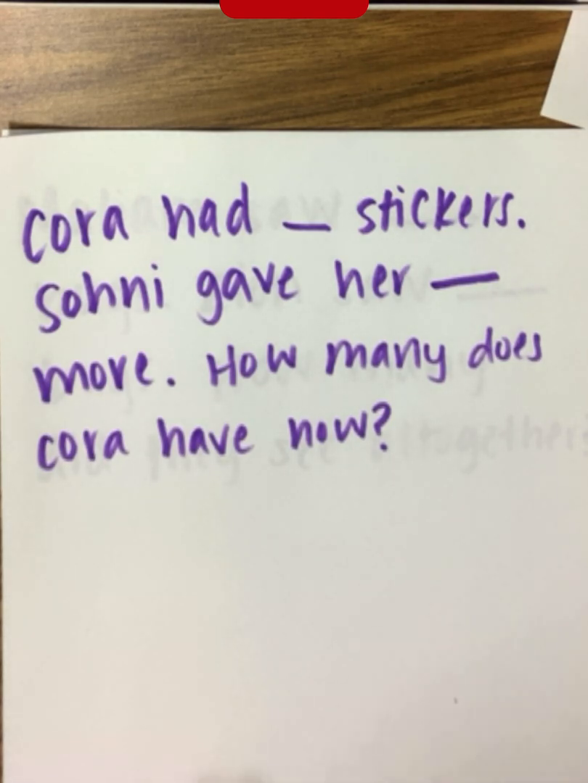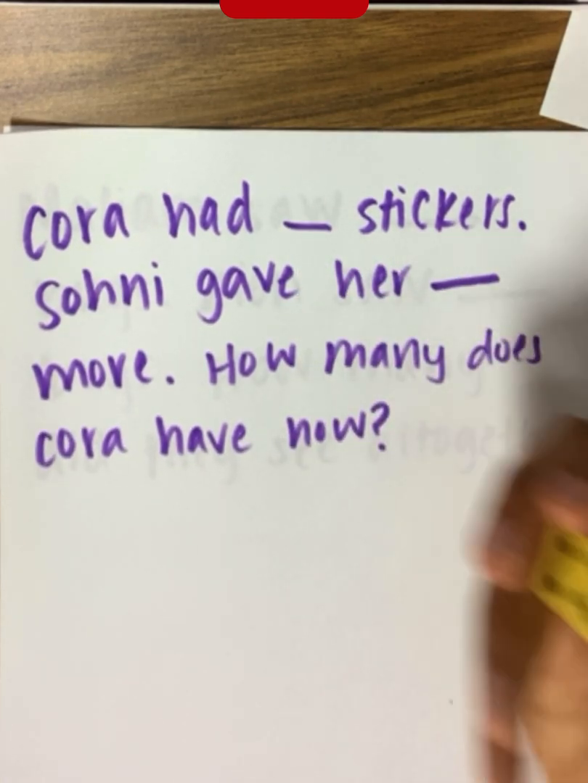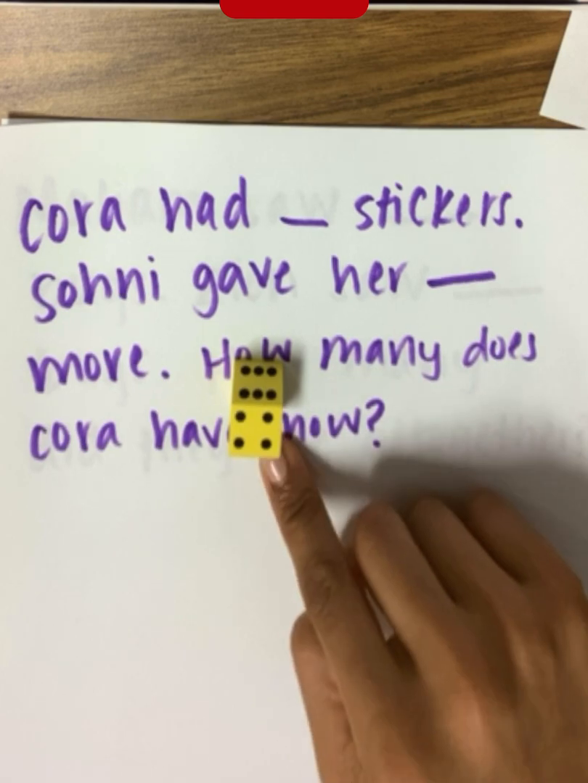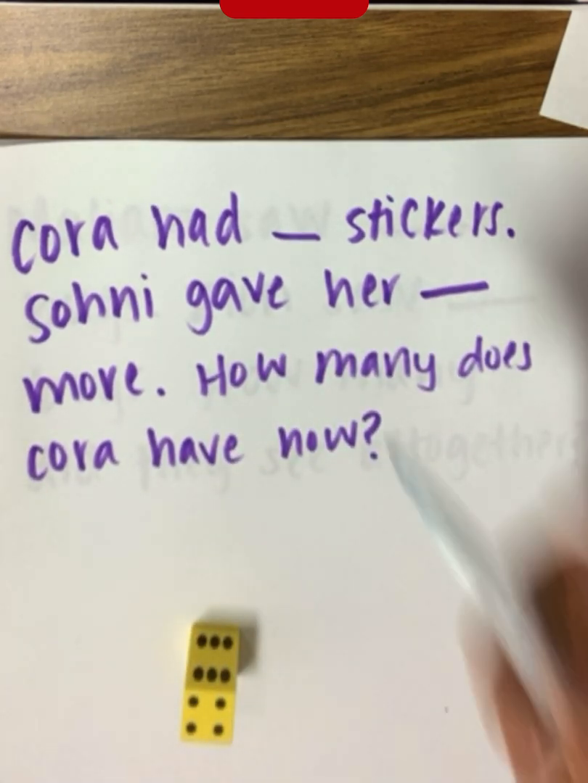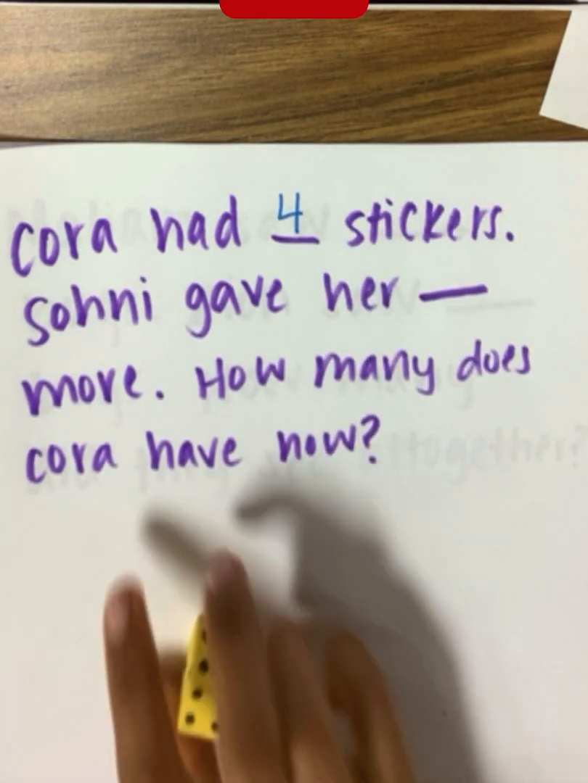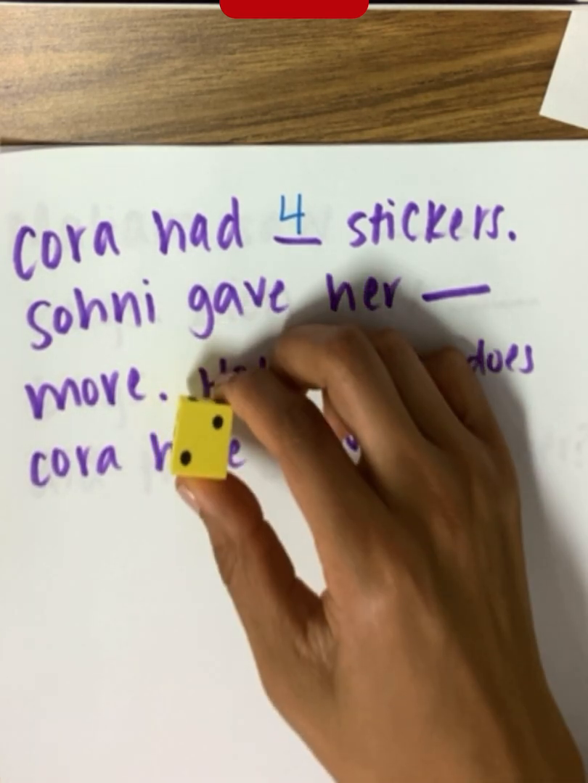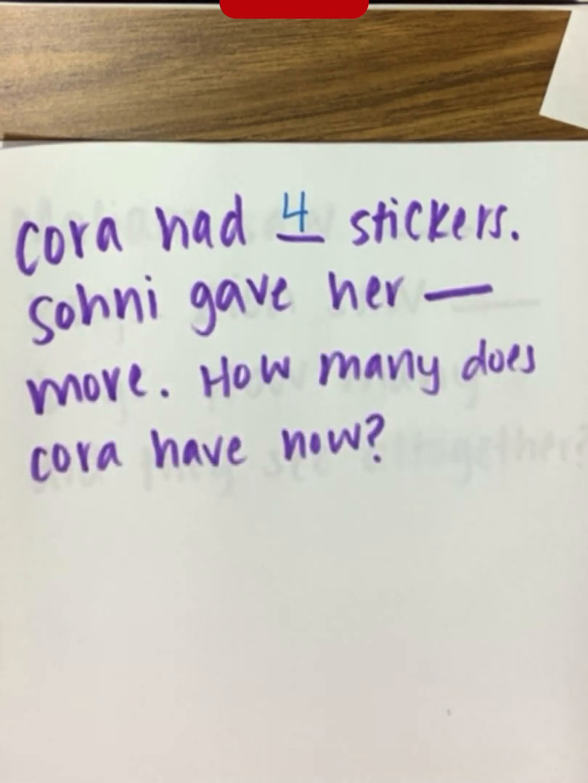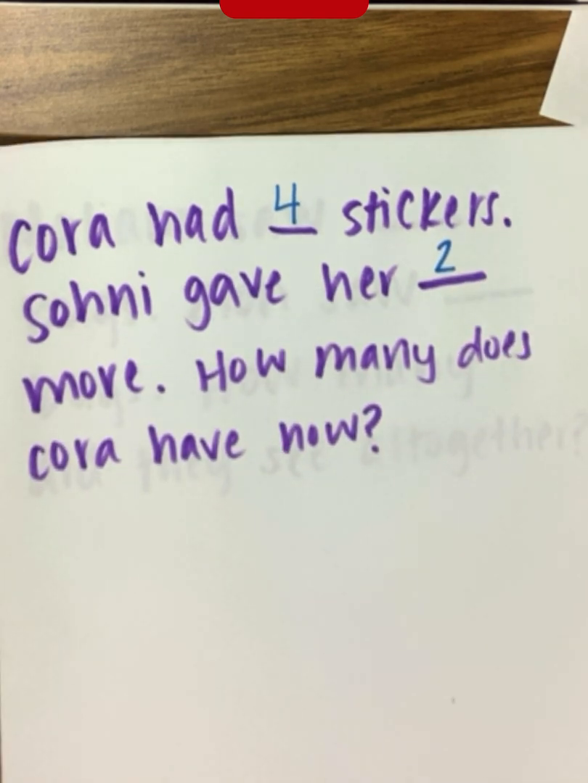So I'm going to go ahead and roll my dice for the first number. So Cora had, let's see how many stickers she had. She had 4 stickers. So I'm going to write that down here. Sony gave her, let's see how many Sony gave her. I'm going to roll the dice again. Sony gave her 2 more. How many does Cora have now?